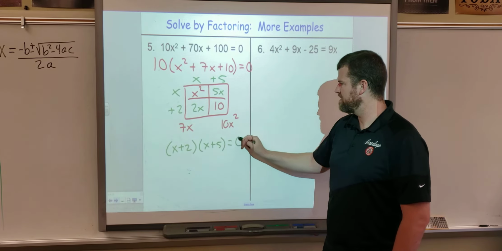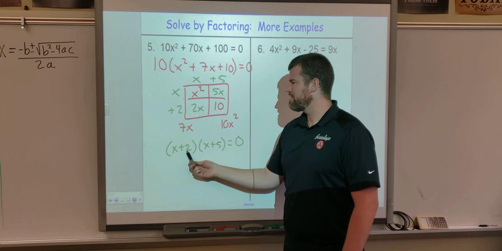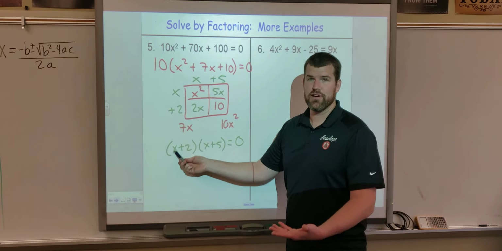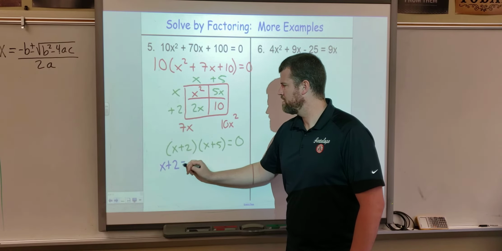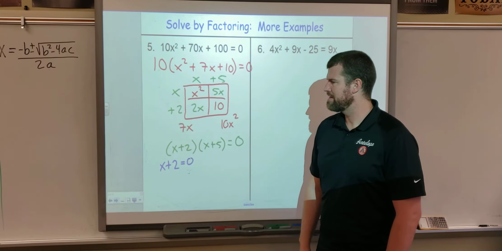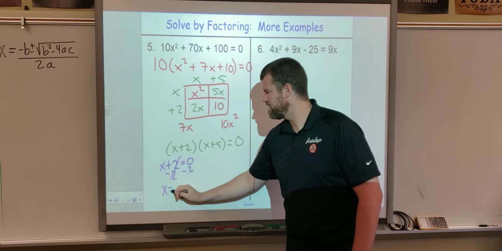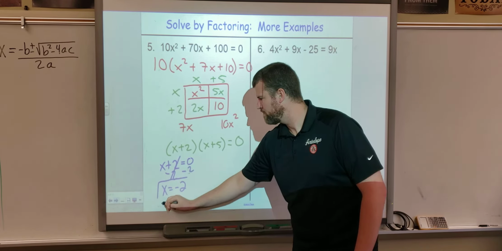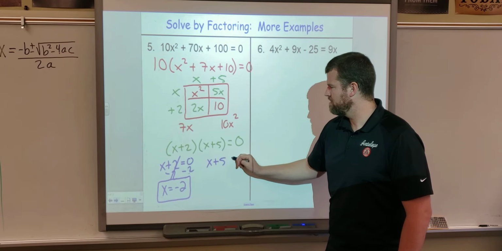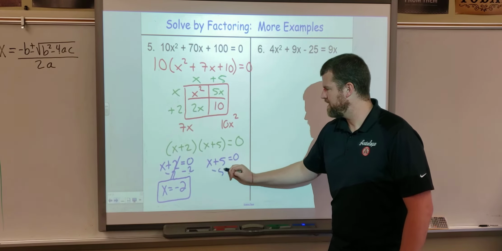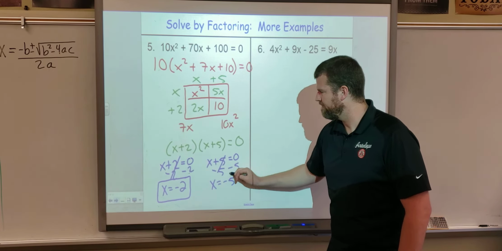Set it equal to 0. And again, you've probably discovered the pattern. Opposite of this one, and then divide by the number in front if there is one. But I still think it's good to show you the work. Set the factor equal to 0 and solve it. X equals negative 2. Same thing on this one. We're going to set it equal to 0. Subtract 5. X equals negative 5.